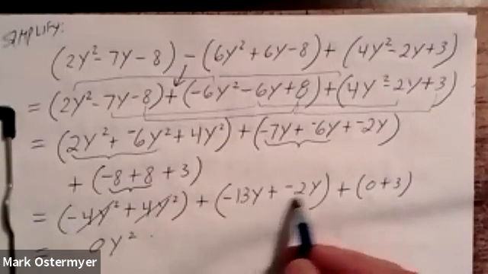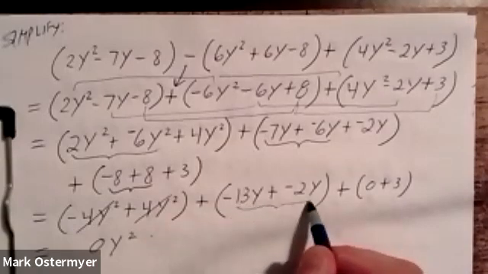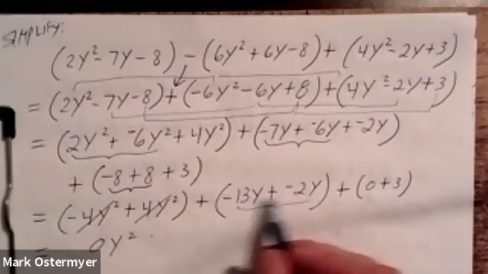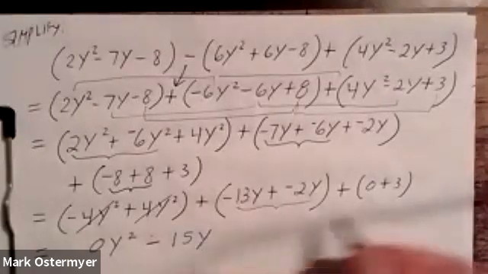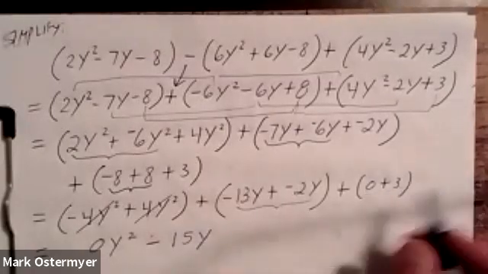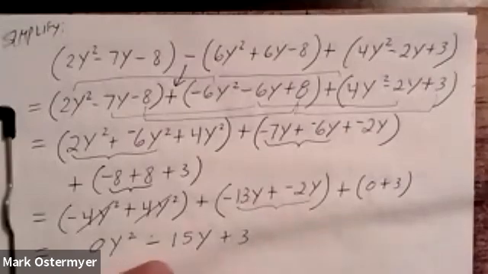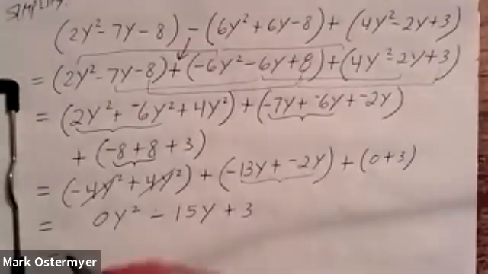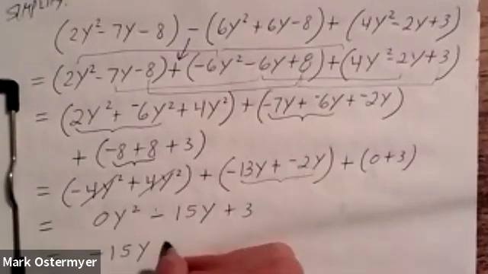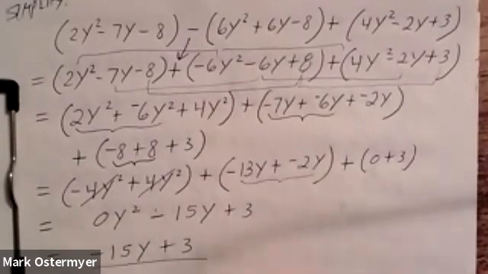Negative 13y plus a negative 2y combined give you a what? A negative 15y. And so therefore, I'll just say minus 15y. Same thing, 0 plus 3 at the end is plus 3. Do you know what my answer is going to be? My answer is just going to be negative 15y plus 3. That's it. Negative 15y plus 3. Notice the y squared's gone. It canceled out.